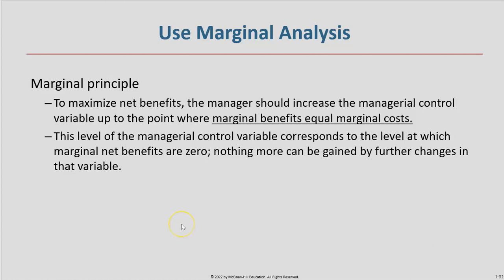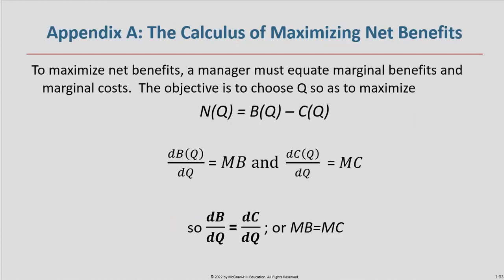We've looked at this in the discrete choice case. Now let's think about it in terms of a continuous case. And that brings us to Appendix A, where we're going to learn a little bit of calculus, just a little bit of calculus. We're going to learn a little bit of calculus so that we can learn a lot of economics. A little bit of calculus goes a long way.